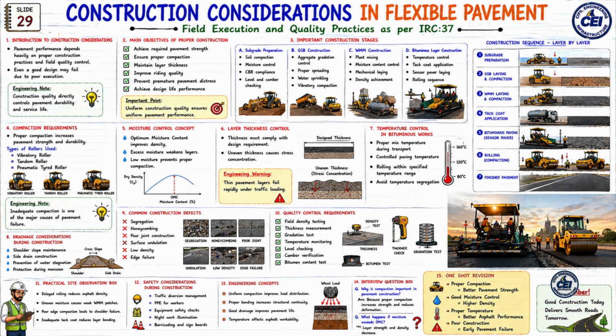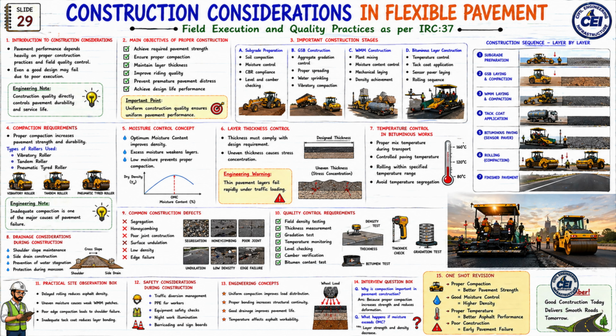Now look at the construction sequence diagram on the right side. This is showing the complete layer by layer execution. 1. Subgrade preparation. 2. GSB laying and compaction. 3. WMM laying and compaction. 4. Tack coat application. 5. Bituminous paving. 6. Rolling. 7. Finished pavement. And this is the actual sequence of highway field execution.